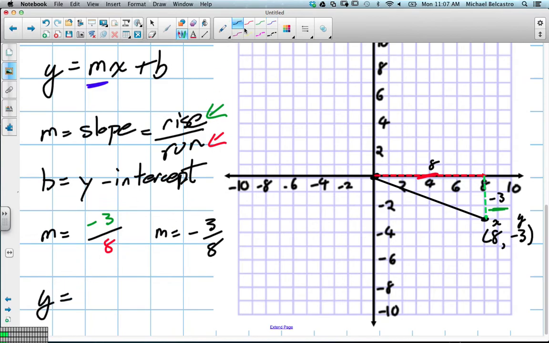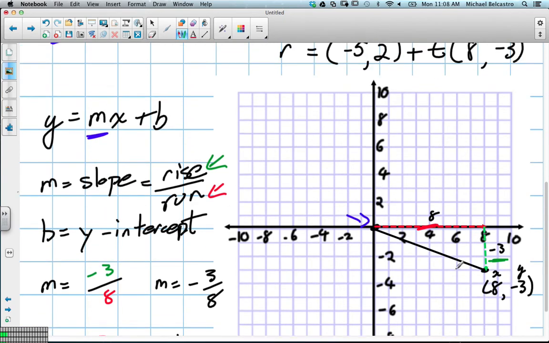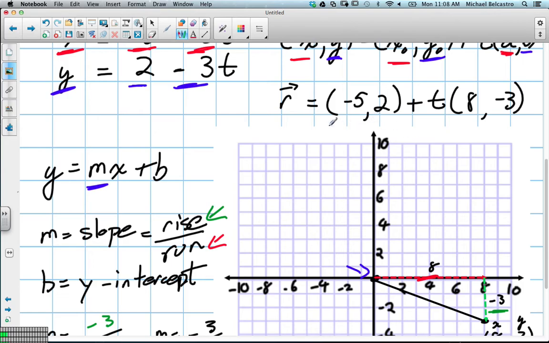y is now equal to -3 over 8 multiplied by x. We don't know our b value. We don't know what the y-intercept is of our specific vector. The positional vector is very simple. It's at 0. That's our y-intercept. But this positional vector is related to our vector that's going through this point. So it's the same slope, but going through the point of -5 and 2. So it'd be -5 and 2.